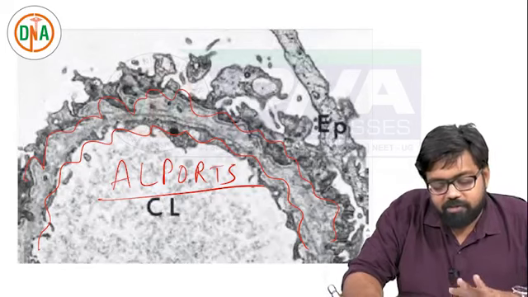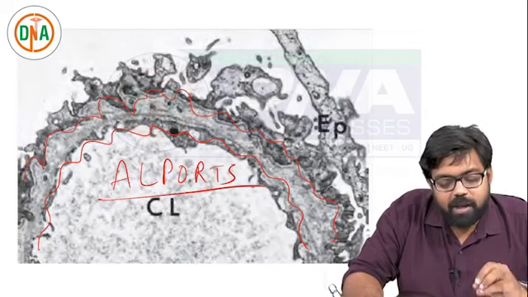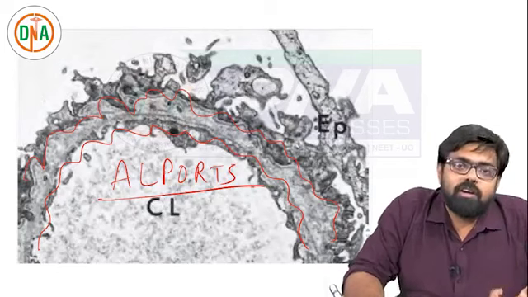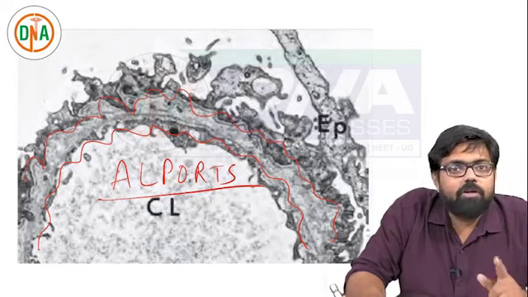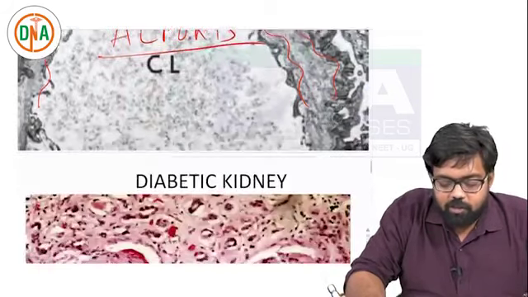And what is the mnemonic we have for this? 3, 4, 5. So 3 and 4 will be having autosomal inheritance, and 5 will be having X-linked inheritance. And this is one of the diseases where you have some other associated abnormalities: sensorineural hearing loss, anterior lenticonus, and superior and temporal dislocation of the lens. This is about Alport.